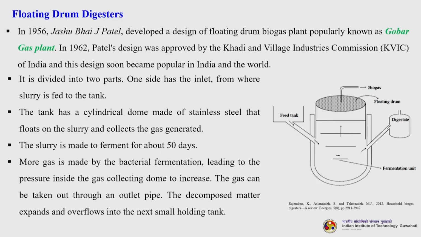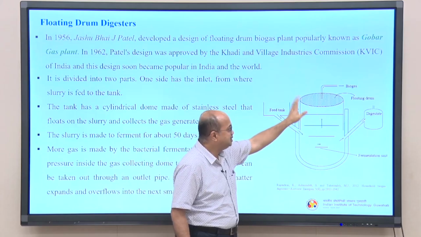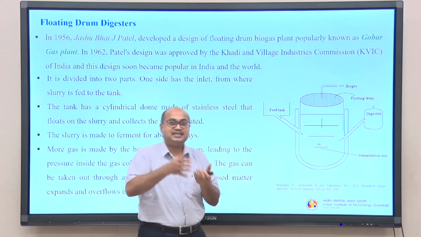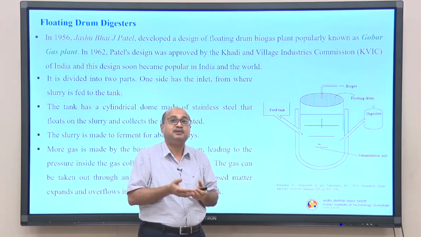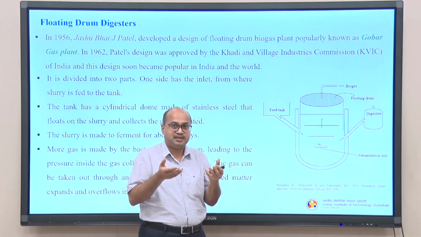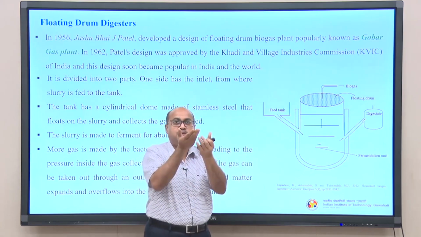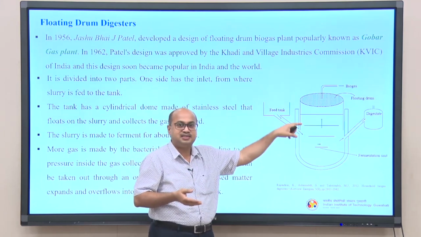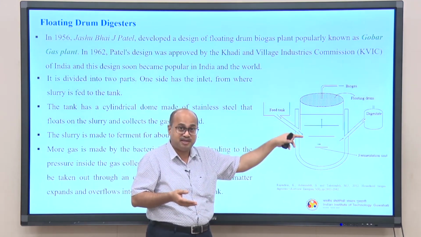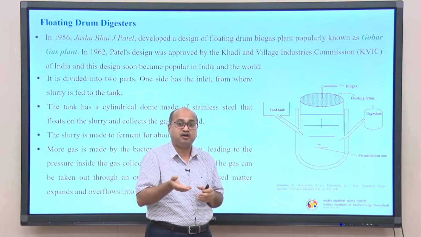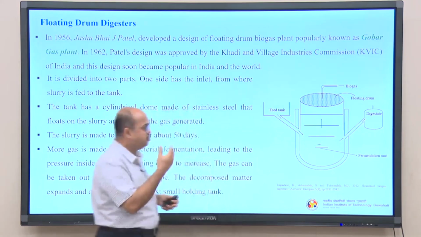It is divided into two parts. One side has the inlet from where the slurry is fed to the tank. The tank has a cylindrical dome made of stainless steel that floats on the slurry and collects the gas that is generated. Okay. So, this is a beautiful design. What is happening here is that the top portion is floating. So, as and when the gas is getting formed and the amount of gas becomes more, the drum, the top portion which is floating, will move upward. Depending upon the amount of gas that is getting generated as well as the pressure that is getting developed, the head will float, it will move up and down like this. Okay. It is a beautiful design.